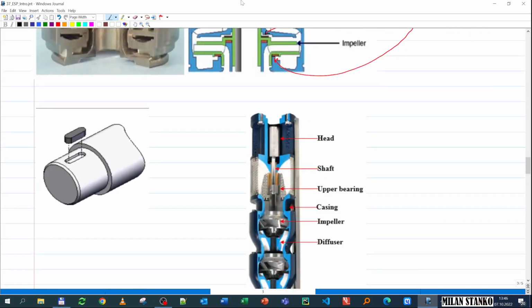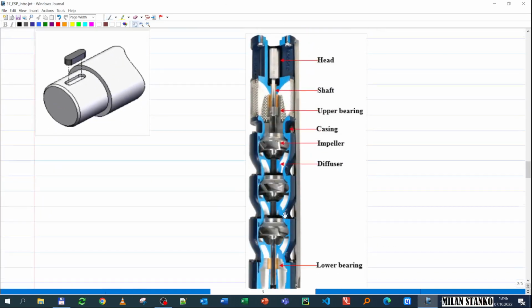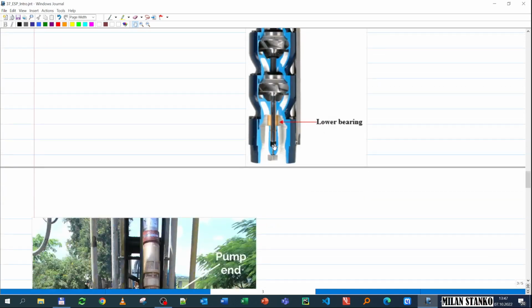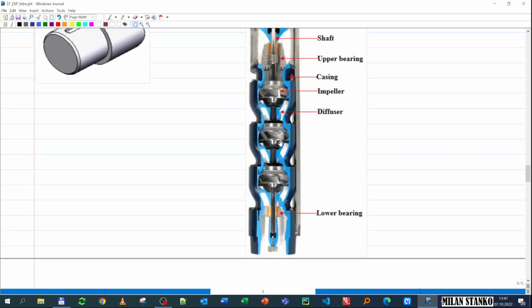Here on the right you have an image that shows the shaft going through the impellers. You have the key mechanism, so they are rotating with the shaft, but they can move up and down. And you have also the diffuser, diffuser, impeller, and so forth. And then the shaft has to go through all these impellers.